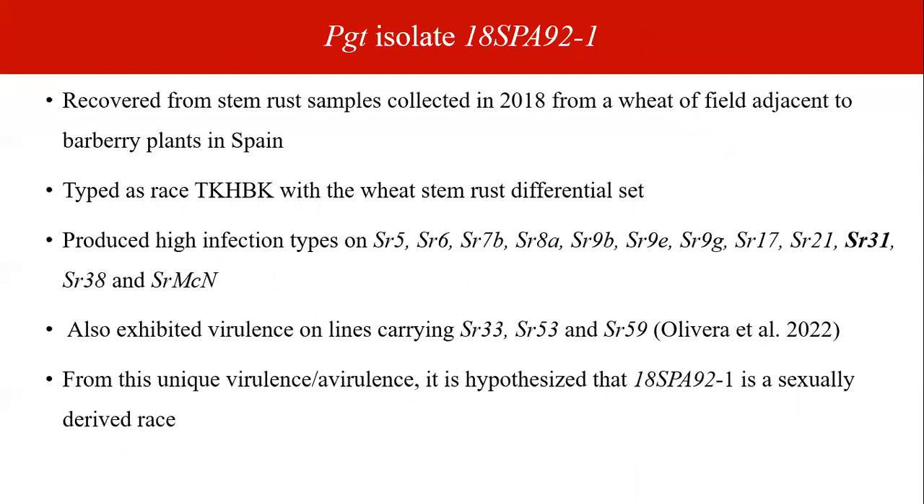PGT isolate 18SPA92-1 was recovered from stem-rust samples collected in 2018 from a wheat field adjacent to barberry plantations in Spain. This isolate was typed as RES TKHBK with the wheat stem-rust differential set. It produced high infection types on several genes such as SR5, SR6, and SR9 alleles and other genes. It also exhibited virulence on lines carrying SR53 and SR59. From this unique virulence and avirulence, it is hypothesized that this isolate, 18SPA92-1, is a sexually derived race.